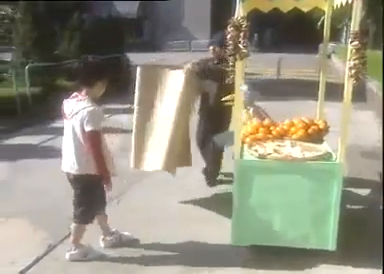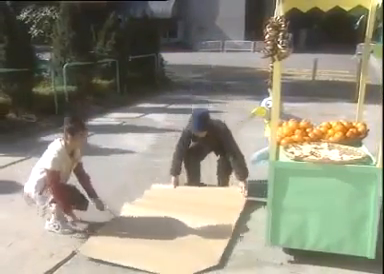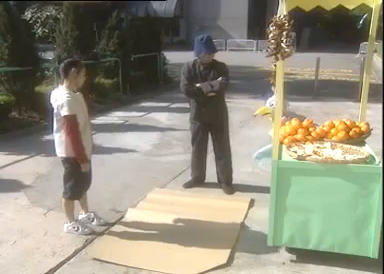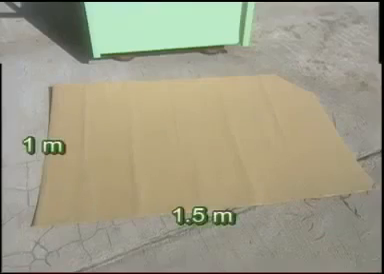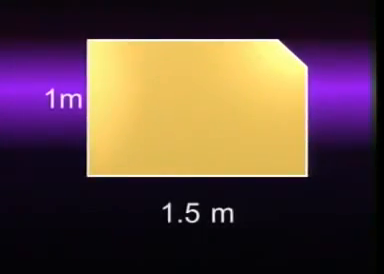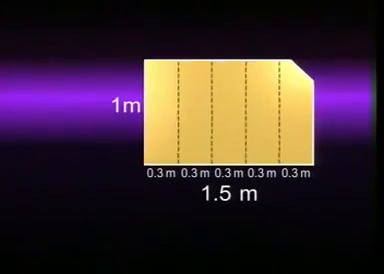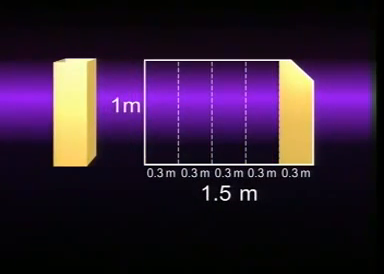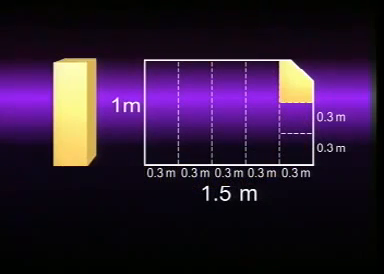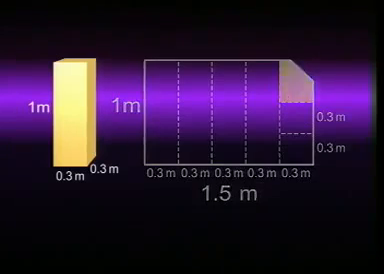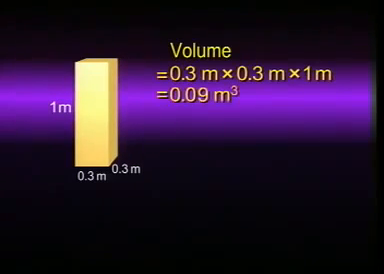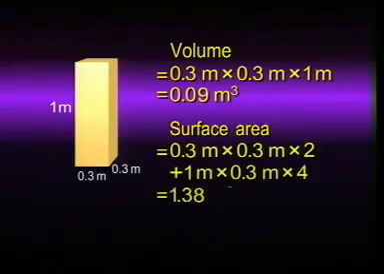Do me a favor. I need a carton. Could you make one using this piece of cardboard? That's easy. I'll use the cardboard to make a large rectangular box. The first thing to do is divide the cardboard into 5 equal parts. The width of each part will be 0.3 meters. Then we take the 4 complete parts to make up the side faces of the cuboid. Next, we cut 2 squares with sides 0.3 meters long from the remaining incomplete part. These form the top and base of the cuboid. We end up with a cuboid measuring 0.3 meters long, 0.3 meters wide, and 1 meter high. The volume of this cuboid is 0.09 cubic meters, and its surface area is 1.38 square meters.